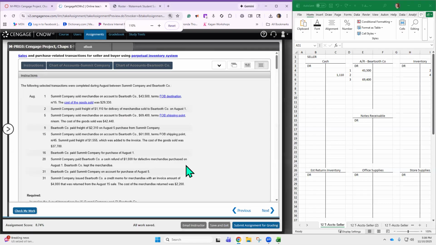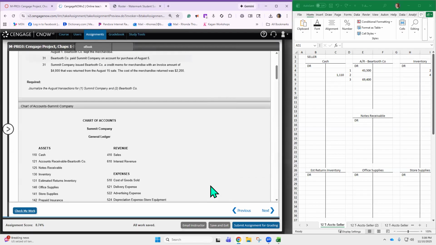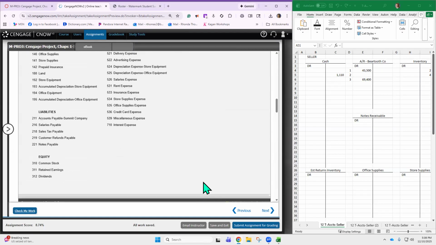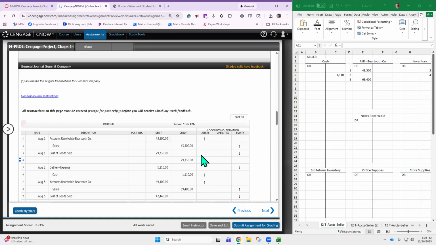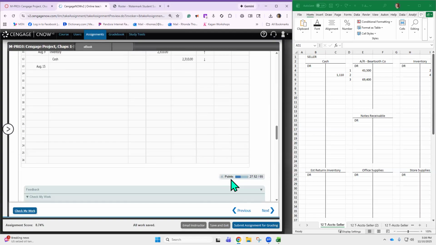Can you scroll over to the right to see your score? Yep. I hadn't looked at that yet. I got 138 out of 326. Okay, perfect, thank you. Or 27.52 out of 65. Now, why would they put two different numbers? Those points don't have anything to do with your points as far as what we're doing. We only use those points to know if we got everything we could.